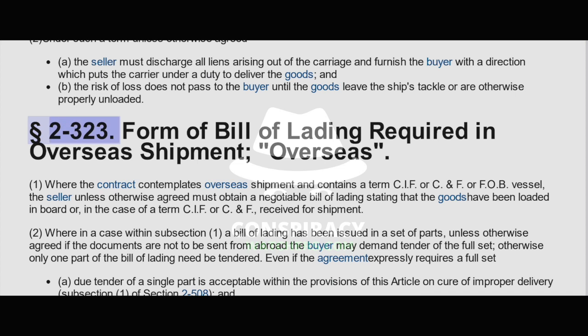Section 2-323. Form of bill of lading required in overseas shipment.